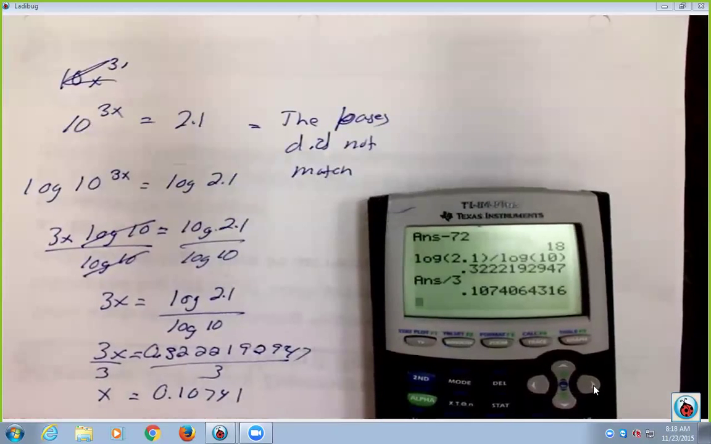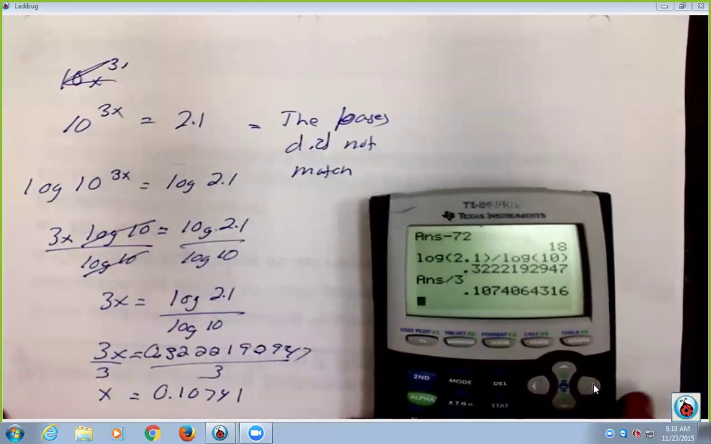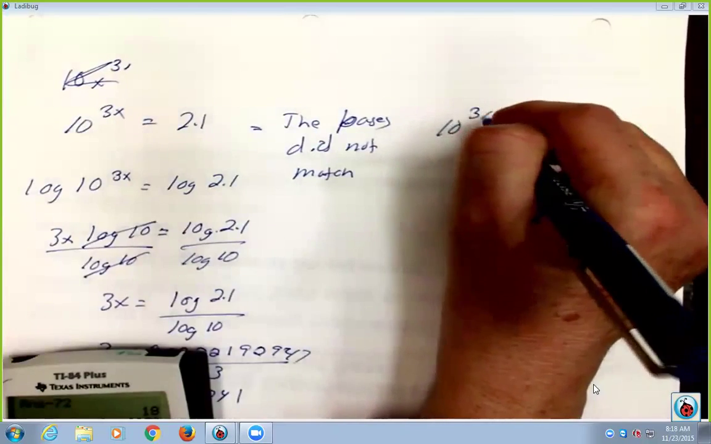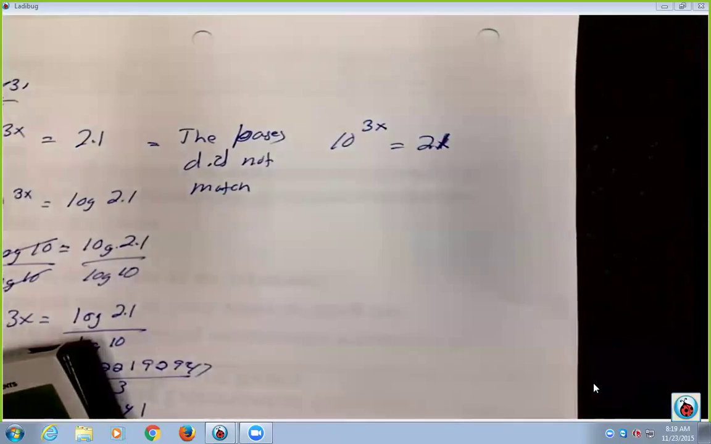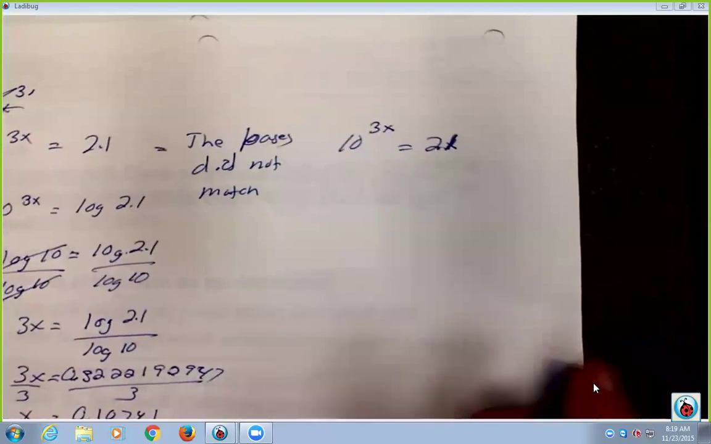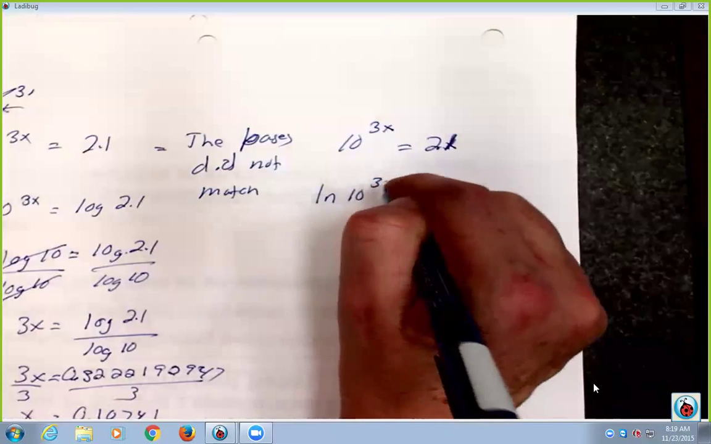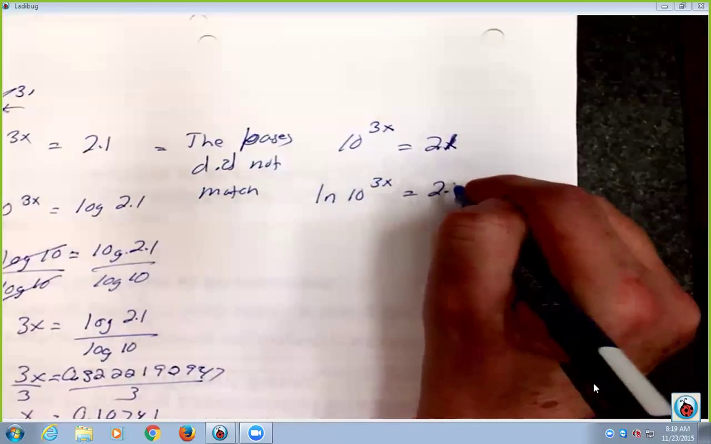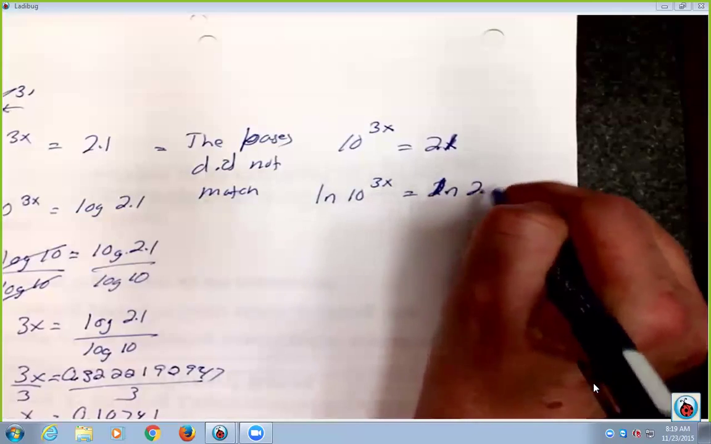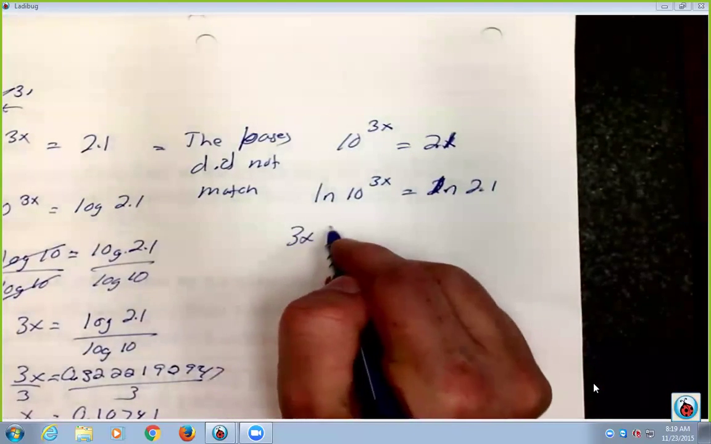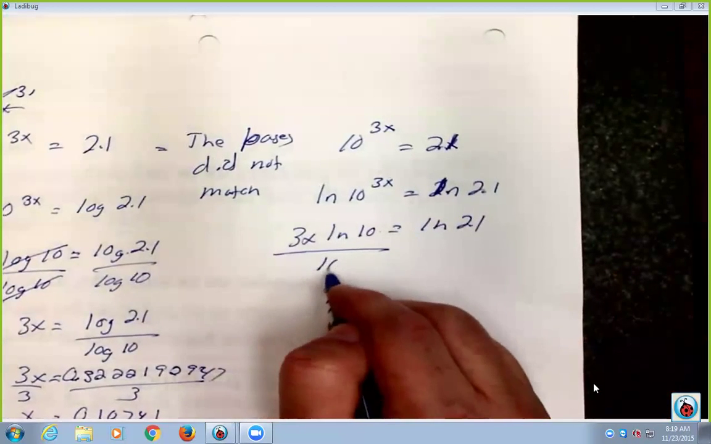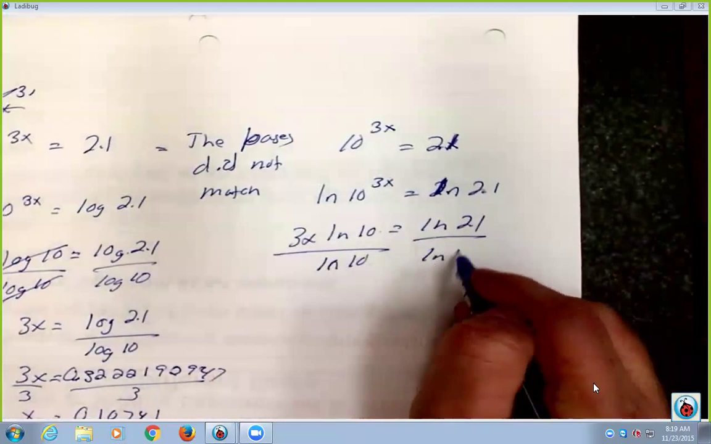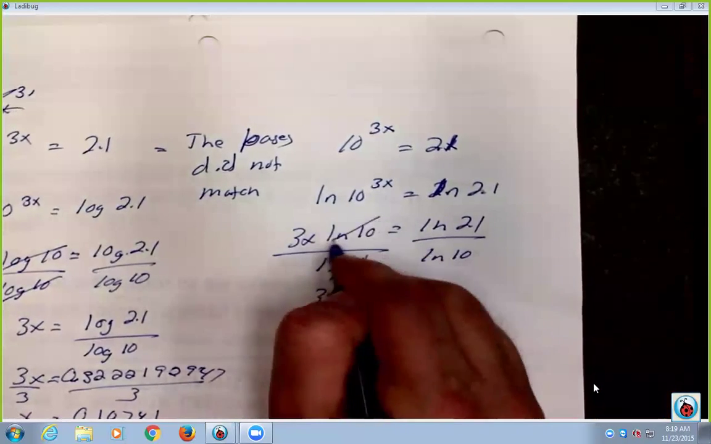Now the other thing about these is if you don't like using logs, you can use natural logs. So it really doesn't make a difference, and let's do it that way using the natural log and see what we come up with for our answer to this one. So I'm going to go ln of 10 to the 3x is equal to ln 2.1. Put my 3x out in front. Divide by ln 10. These cancel.